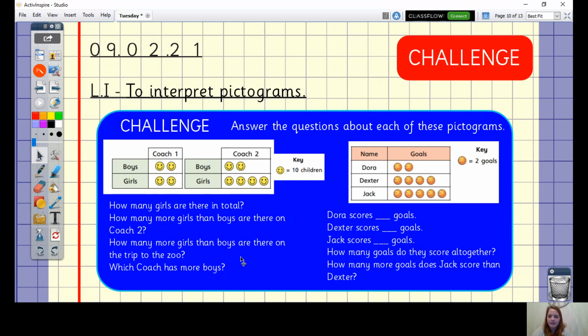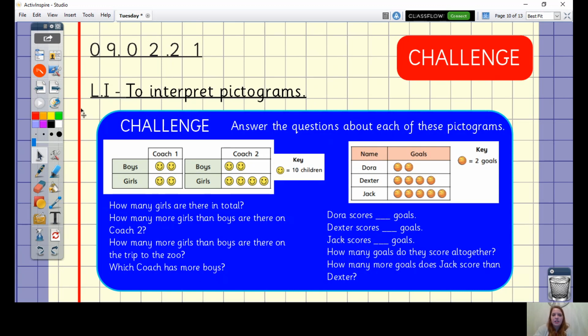Okay, and then looking over at the other one, we've got 3 sentences to fill in. Dora scores blank goals, Dexter scores blank goals, and Jack scores blank goals. And then it's asking us how many goals did they score altogether, so looking at all 3 children. And then how many more goals does Jack score than Dexter? So again, we're finding the total and then finding the difference between those 2 numbers.